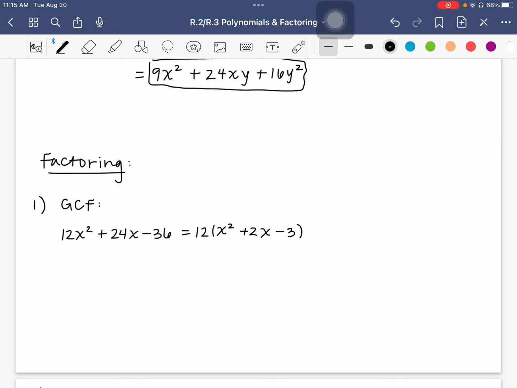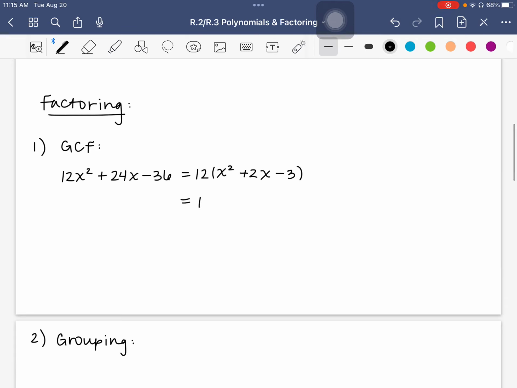All right. We can factor this further. We can factor this inside here, this x squared plus 2x minus 3. And what we'll do there is a kind of guess and check method. So this 12 stays out here. And we know that this first term is x squared. So we know we're going to have an x here and an x here. So when we multiply that back out, we want to get x squared.